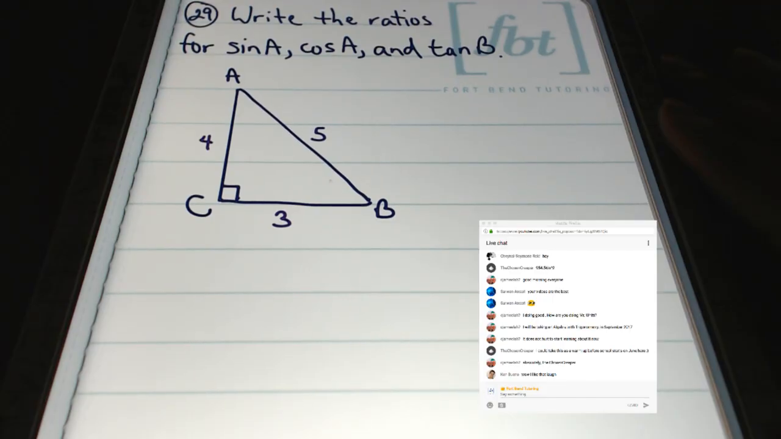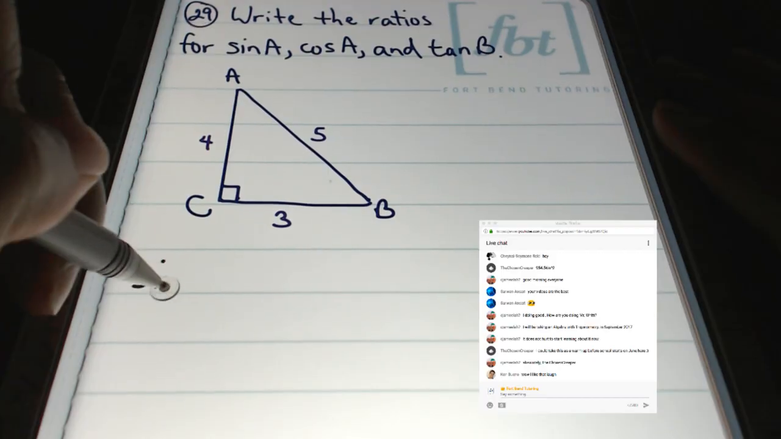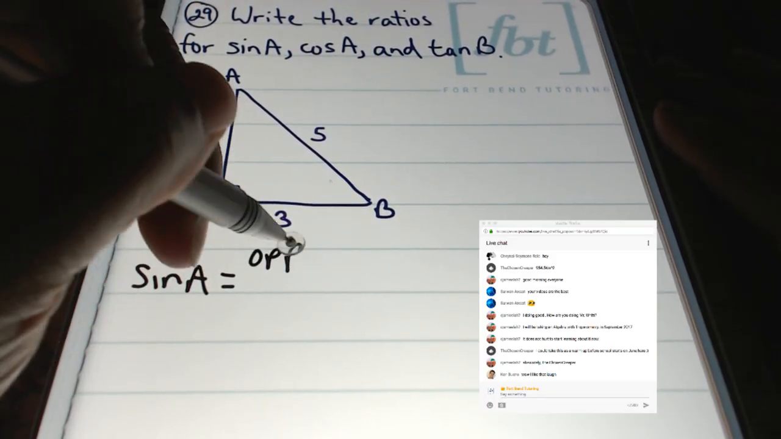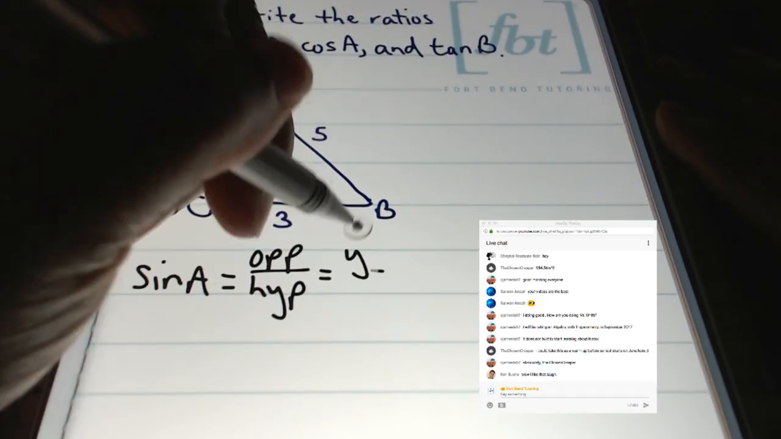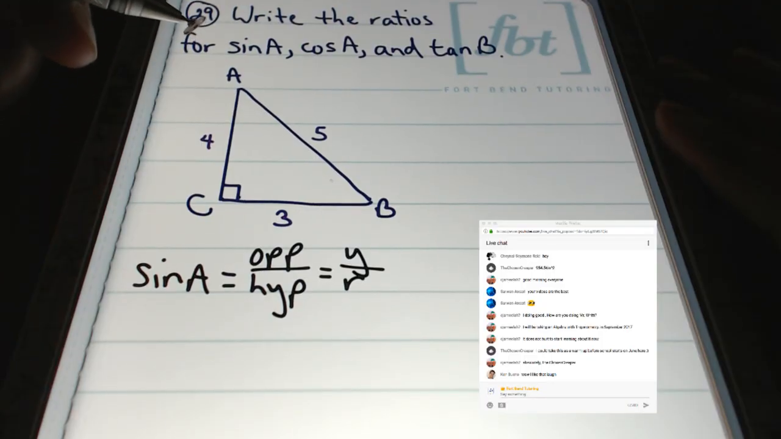Let's go ahead and look at what these relationships mean. When we're talking about sine of A, the ratio for this is going to be equivalent to the opposite divided by the hypotenuse. You could say that it's the y value divided by r. You could say that as well.